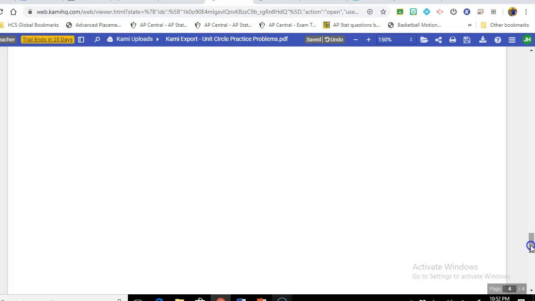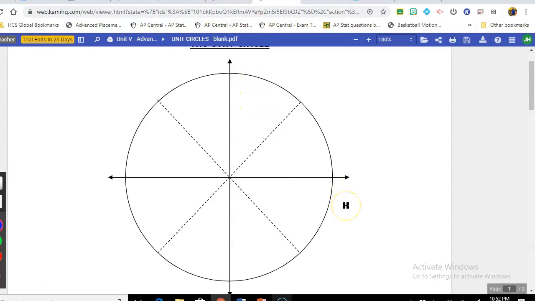Let me go down here. Let me see if I can pull one up here. All right, so here is the 45-degree angle. Let's say this is a 45-degree angle here. And it forms a triangle. Let's say this is our radius. We know that, and since we're dealing in the unit circle, this is 1.